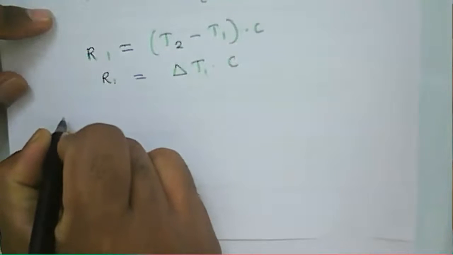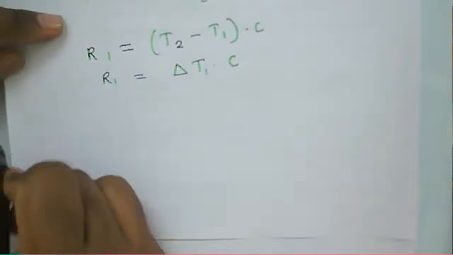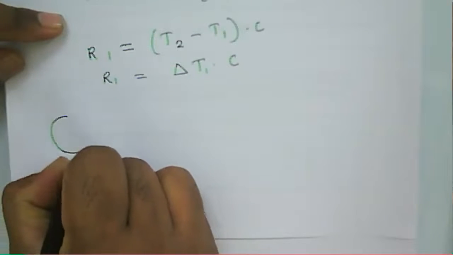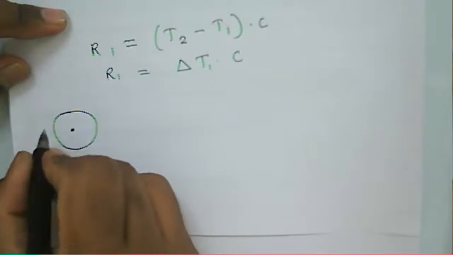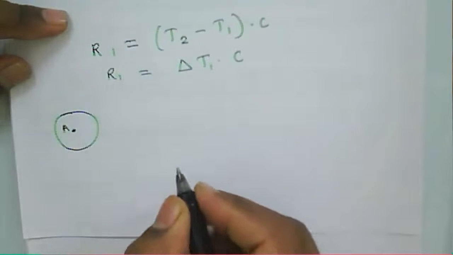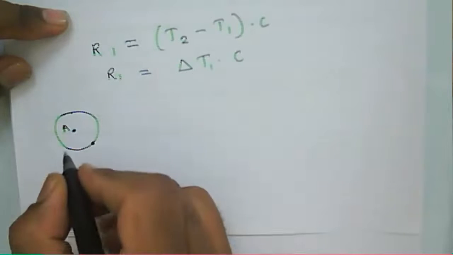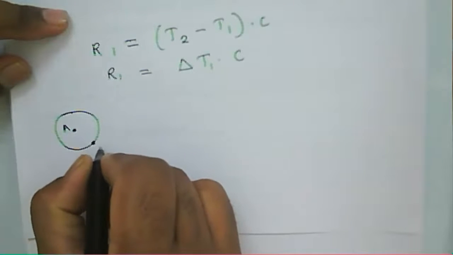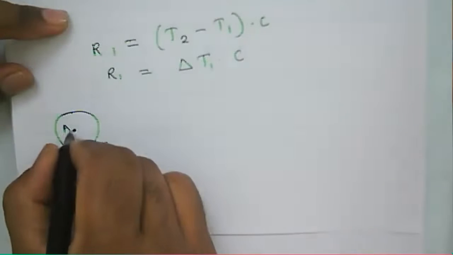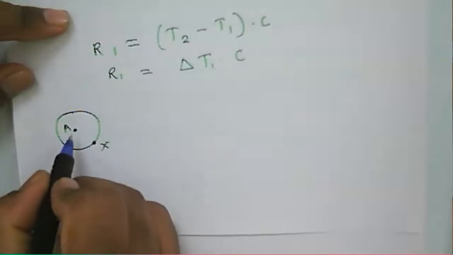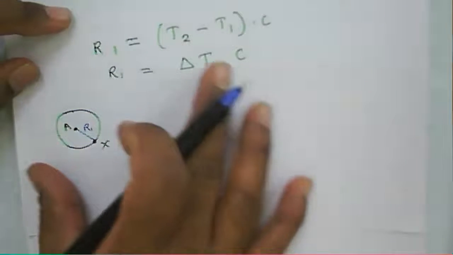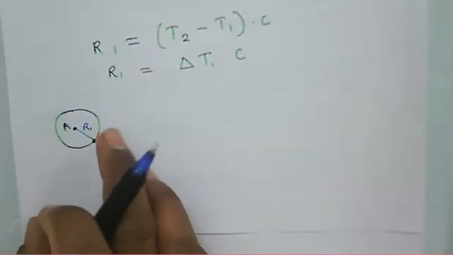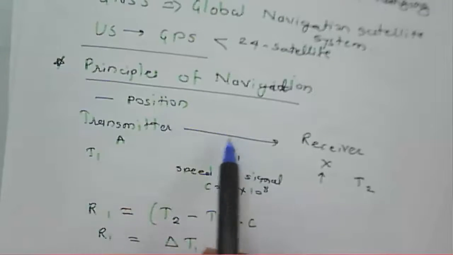Suppose we consider that we have one transmitter at position A here, and this is the location of the given object, X. We need to find out the distance from the transmitter to the receiver, which is R1. So now we draw a circle with radius R1 here, just like we have seen with a transmitter and receiver.